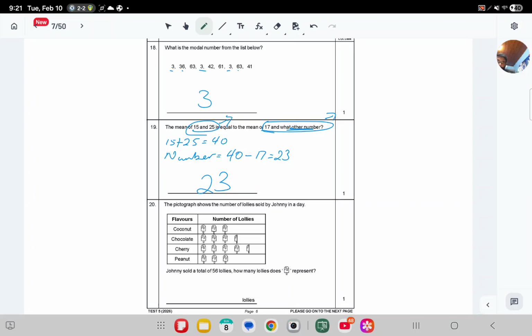Number 20, the pictograph shows the number of lollies sold by Johnny in a day. Johnny sold a total of 56 lollies. How many lollies does one of that represent? So first we need to find out how many graphics we have. So 1, 2, 3, 4, 5, 6, 7, 8, 9, 10, 11, 12, 13. These two join together, 14. So 14 of the graphic is equal to 56 lollies. So 1 of the graphic will be 56 divided by 14, which is equal to 4. So 1 represents 4 lollies.